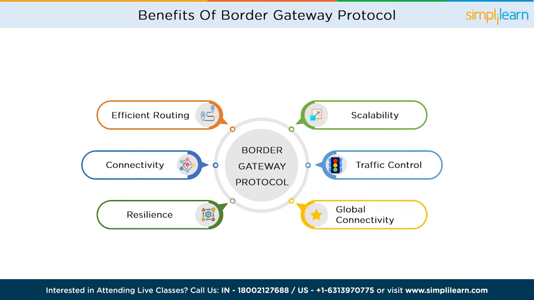Global connectivity. One of the most significant benefits of BGP is its role in enabling global connectivity. BGP allows networks from different countries, ISPs, and organizations to interconnect and exchange routing information. This collaboration facilitates seamless communication and data transfer across borders, making the internet a truly global network.